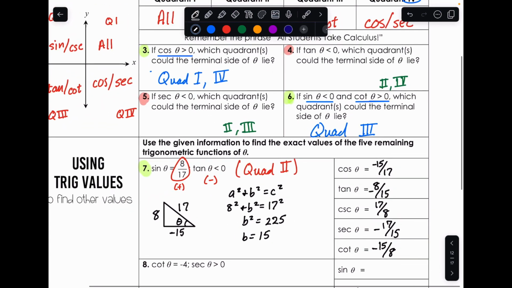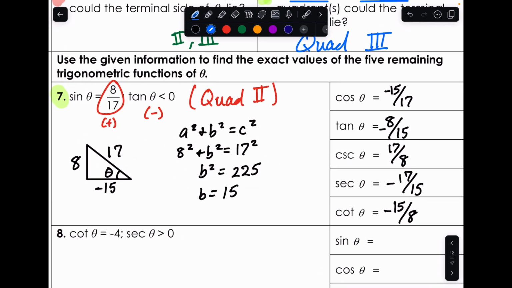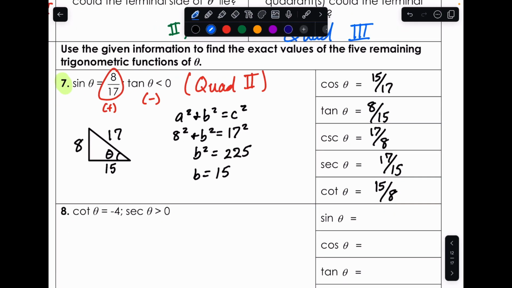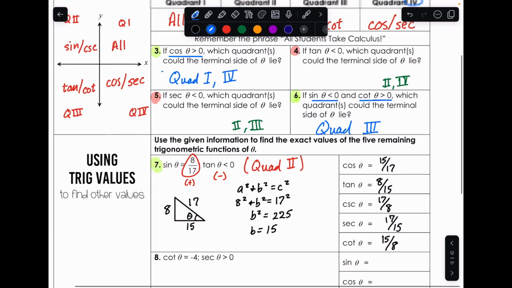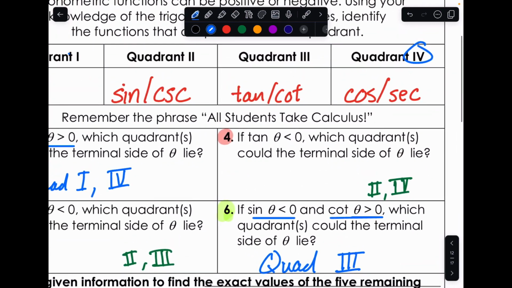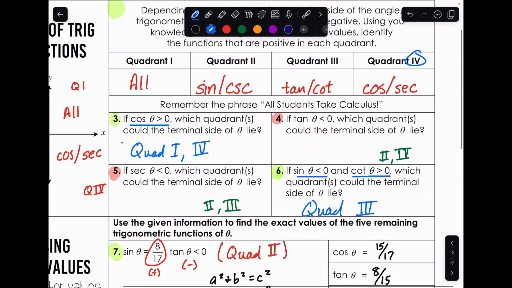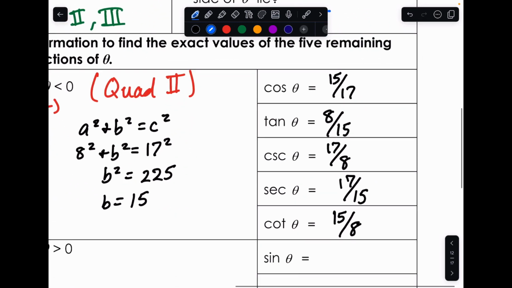Another way that you could have solved this is you could have told yourself, I'm going to find all the sides of the triangles, and then I'm going to plug in your fractions. So you'd have 15 over 17, 8 over 15, 17 over 8, 17 over 15, and 15 over 8. And then you could have gone back and said, what values are positive in this type of triangle when you're looking at quadrant 1? The only ones that are positive are sine and cosecant, meaning that this is the only one that stays positive, and then you would have to go back and just plug in a negative everywhere else. That's a different way of doing that.